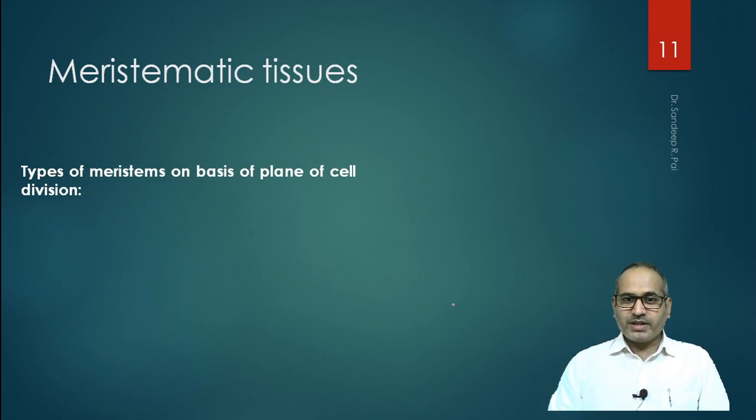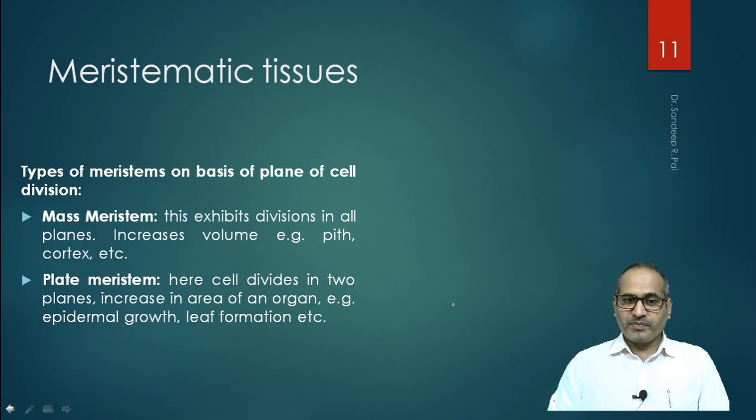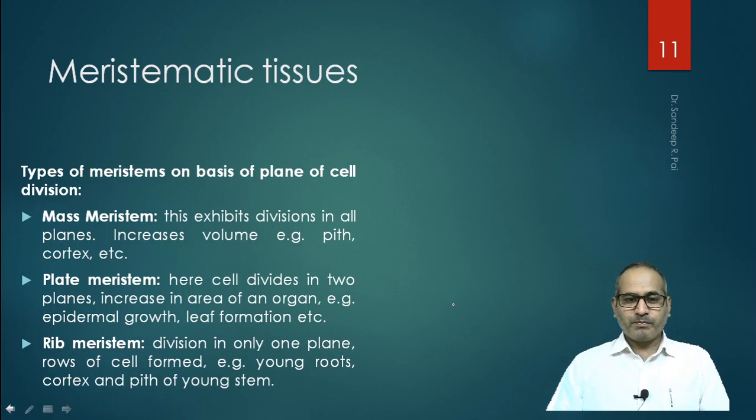Further, we will see types of meristems on the basis of plane of cell division. First, there is mass meristem. This exhibits division in all planes, increasing volume. Examples are pith and cortex. Plate meristem: here cells divide in two planes, increasing the area of an organ. So the organ increases in size, like epidermal growth or leaf formation, which is because of plate meristem.